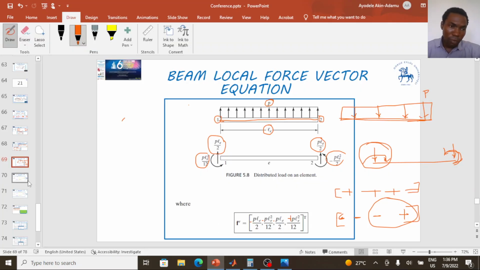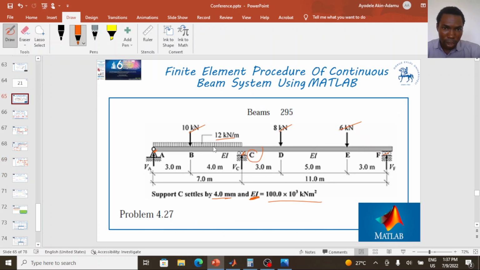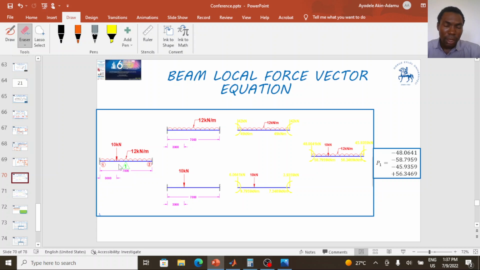So now I'll move to the next slide. For this problem, how do we compute the equivalent nodal load? We have two spans, and in this slide I computed the effective nodal load for each of the finite elements for the two spans. So this is the equivalent nodal load calculation for the first finite element, like this.